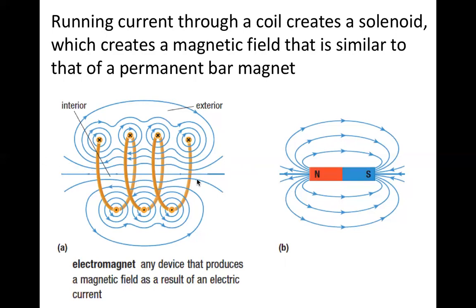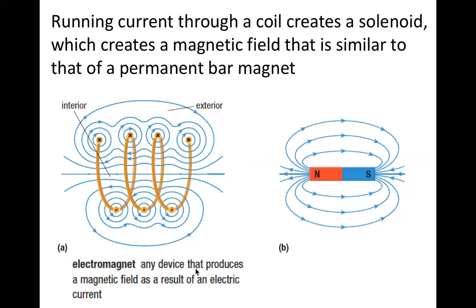remember that magnetic field lines go north to south. On the inside of a magnet, they go south to north, and then on the outside of the magnet, they go north to south. So that actually looks like a bar magnet. So see how this line here very much looks like that line there.